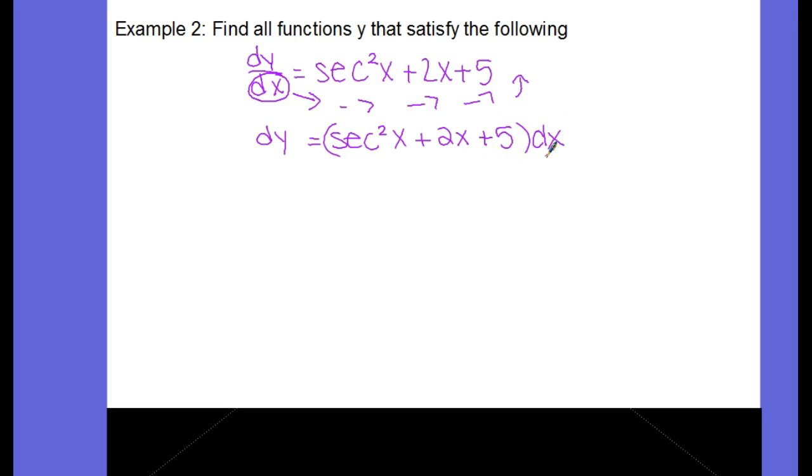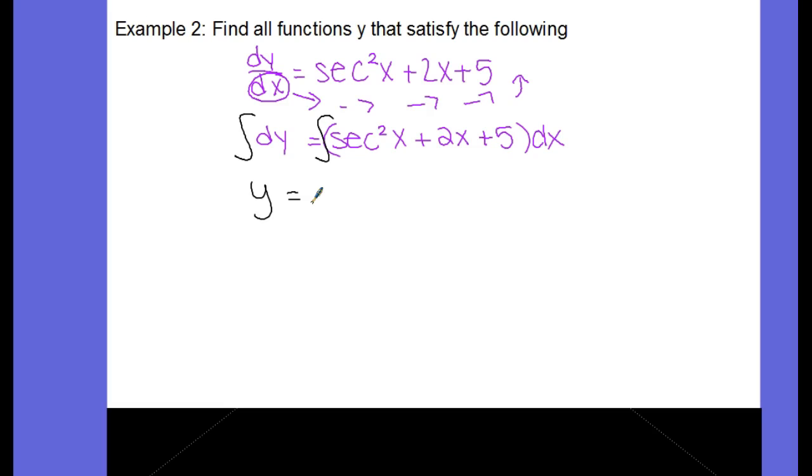Now, in order to find y, the derivative of y became dy. So to find y, we're going to integrate the left side, but it's like algebra. If we integrate the left, we have to integrate the right. So the integral of 1 dy becomes y. And now we just take antiderivatives of the right side the same way we know.